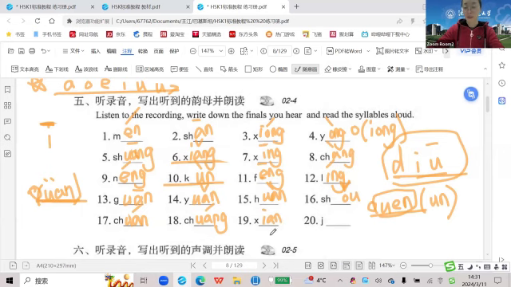So where should we mark the tone? Above the alphabet I or E? Yes, right. So we should mark the tone above the alphabet E, because E is before the alphabet I, right? xian. Okay, the last one, number 20.